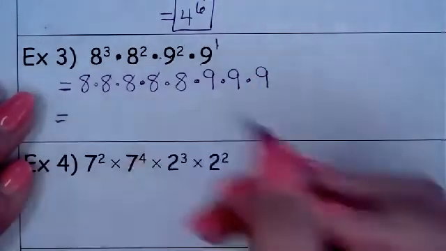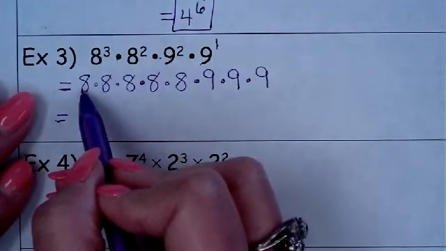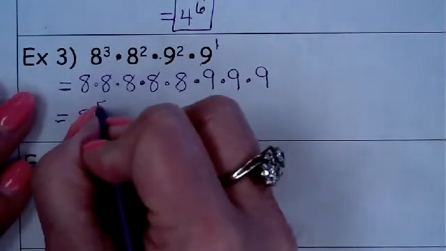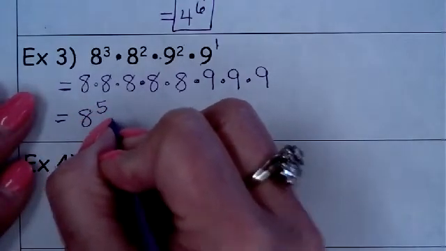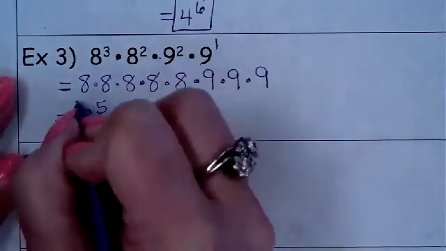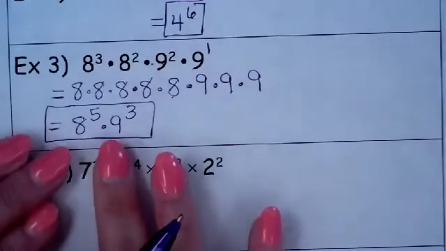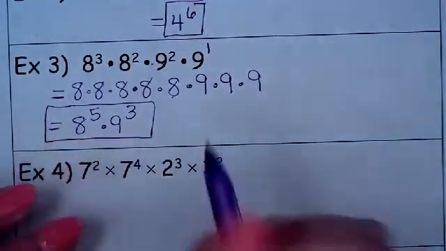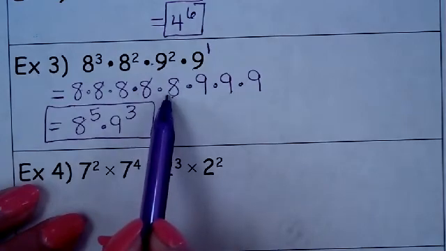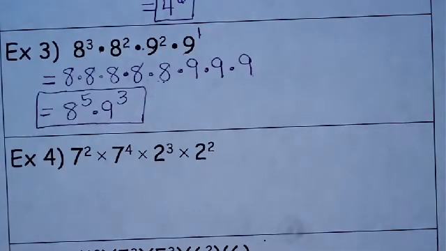Now, let's count them up and combine. So right here, how many 8s do I have? 1, 2, 3, 4, 5, so that's 8 to the 5th times 1, 2, 3, which is 9 to the 3rd. Now, I don't try to put the 8s and the 9s together because they're 2 different base numbers. We only put the ones together that have the same base number. So all the 8s together. And we put all the 9s together because they're the same base number. Okay?